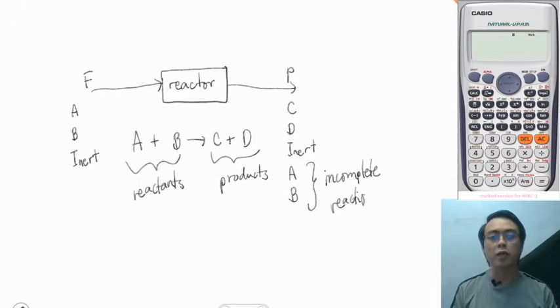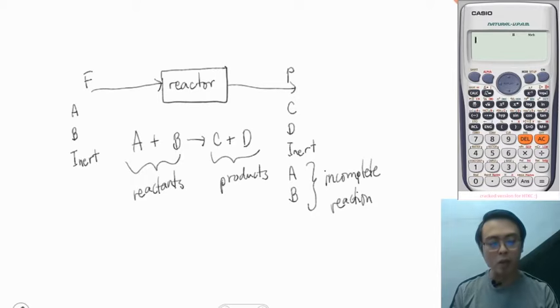Of course, for an incomplete reaction, what that entails is that we were not able to use up all of our reactants, which in this case is A and B. So in order for us to honor the law of conservation of mass, the remaining A and B, or the unreacted reactants, should also go out of the products.